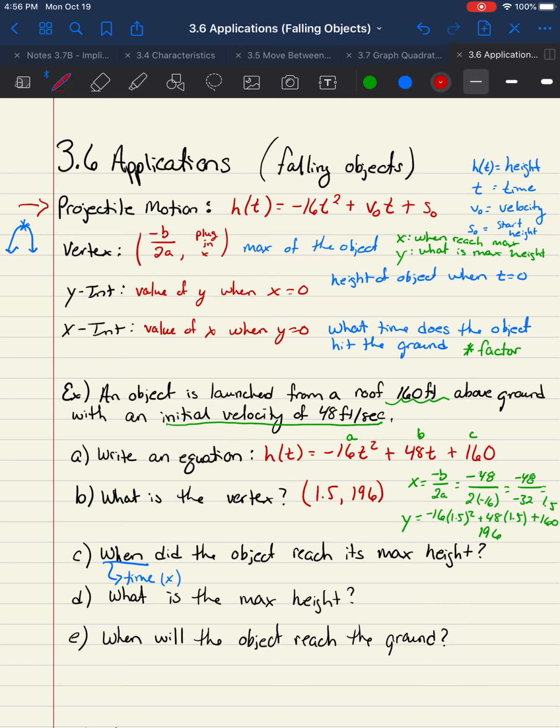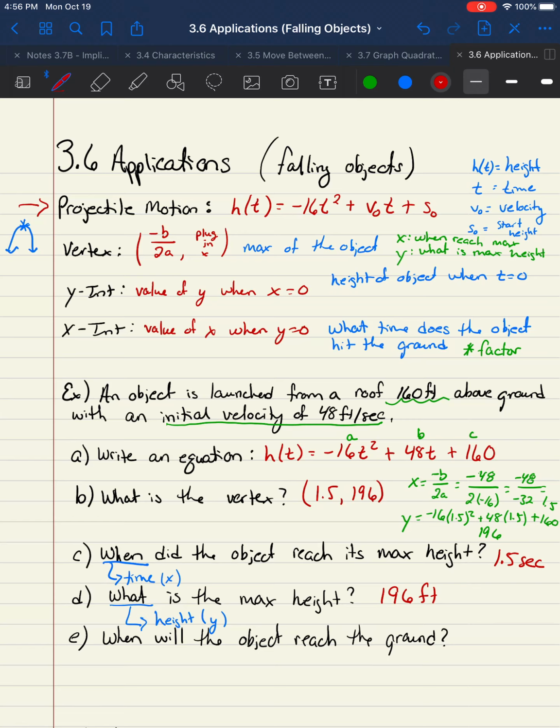When did the object reach its max height? The when is our time. When are you going to the store? That's a time. When did the object reach its max height? What time? Time is always our x value. What time did our object reach its max height? At 1.5 seconds.